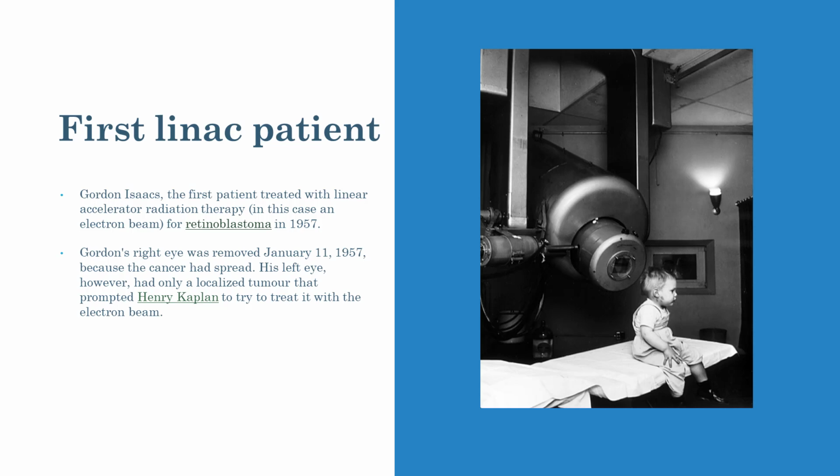This is little Gordon Isaacs. He was treated with an electron beam for his retinoblastoma back in 1957. The treatment was to his left eye as the tumour there was localised. His right eye had had to be removed due to the fact the cancer had spread. But he survived into adulthood with normal vision in his left eye. Henry Kaplan was his doctor, who became an oncologist after his dad died of lung cancer.